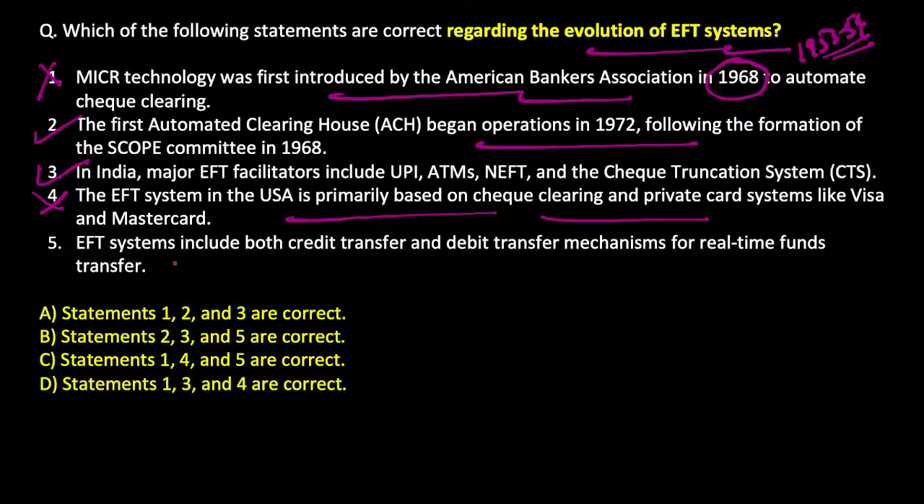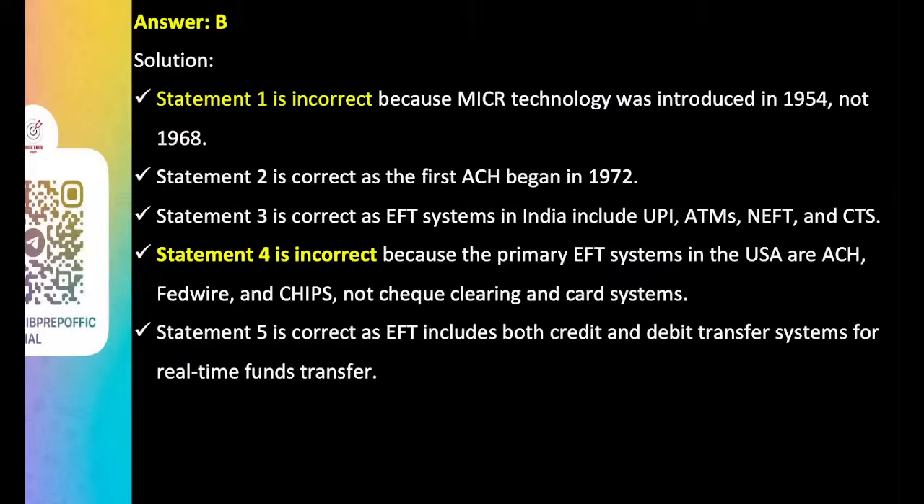Next one, EFT system includes both credit transfer and debit transfer mechanisms for real-time fund transfer and all. So 2, 3, 5 means B should be the right answer for this particular one, guys. Okay, so option B will be the right answer for this question. Please do remember these particular ones, they will help you out.